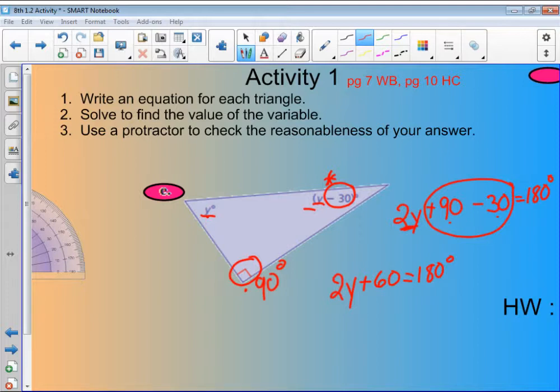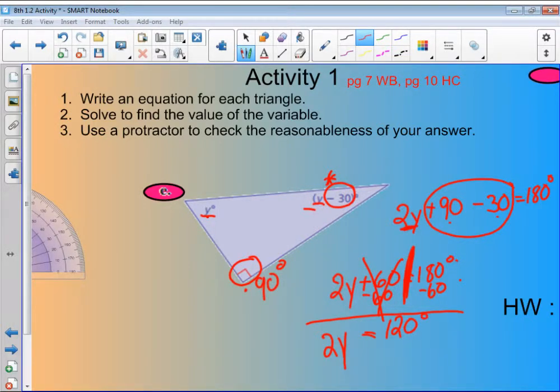Okay? So if I go through, we're going to do order of operations in reverse. Right now it's plus 60. We want to get rid of that, so minus 60. Okay, here's my equal sign, so we have to do the same thing. So minus 60. All right, we have 2Y equals 180 minus 60 gives me 120.